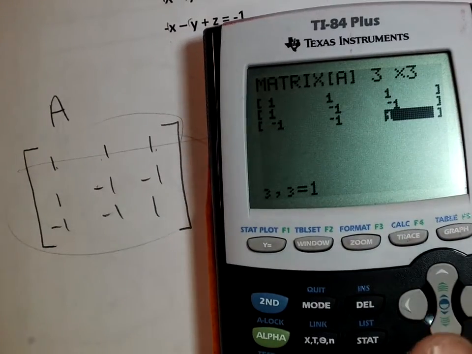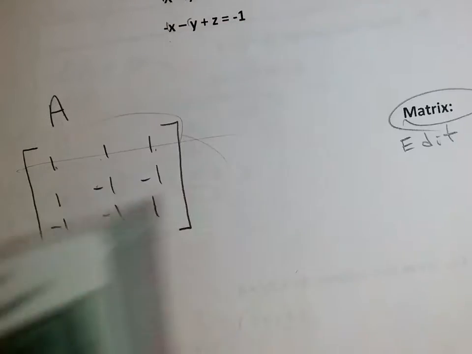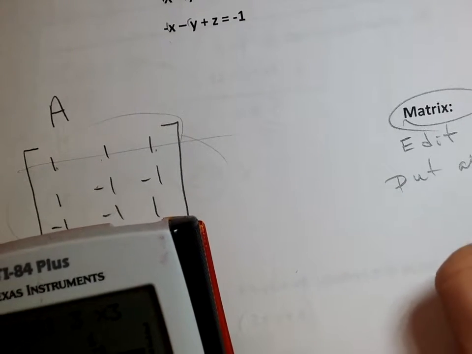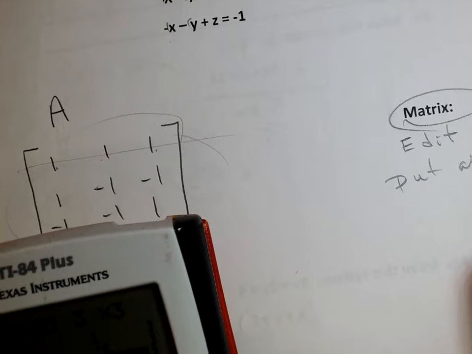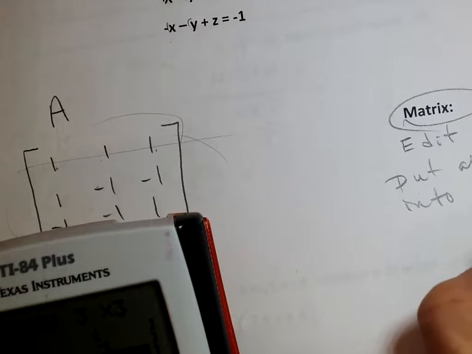So go ahead and put all of your numbers in. Just type over your old numbers, or in Ashley's case, you were just putting numbers in, right? Okay, once you do that, you're going to put all numbers into matrix A. That's simple for matrix, okay?